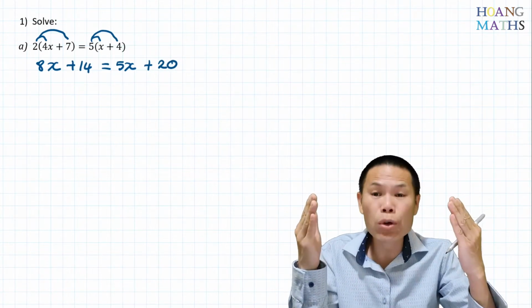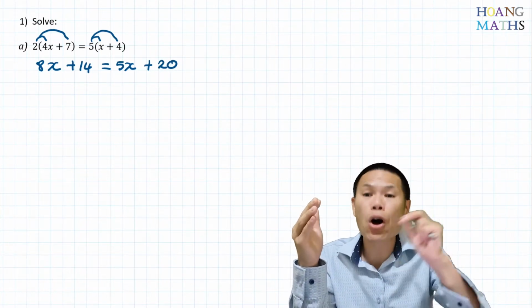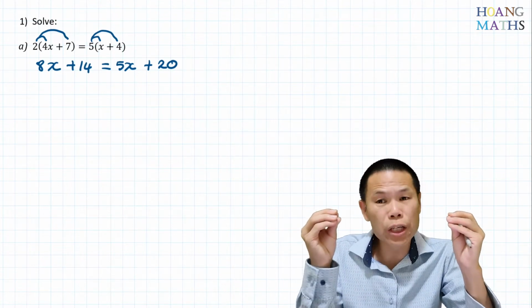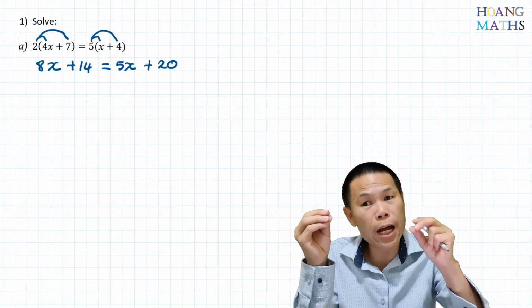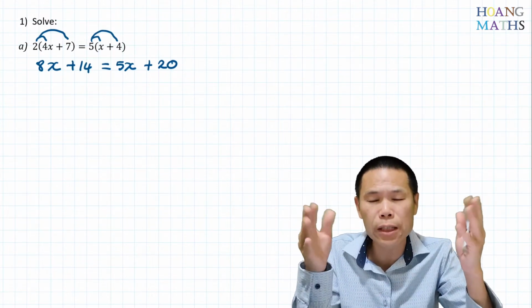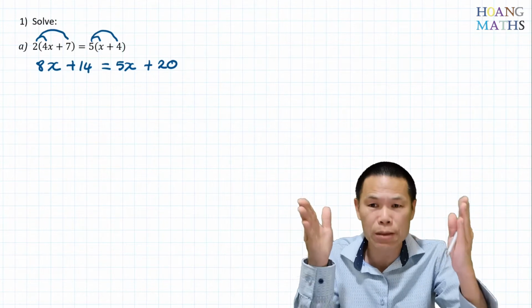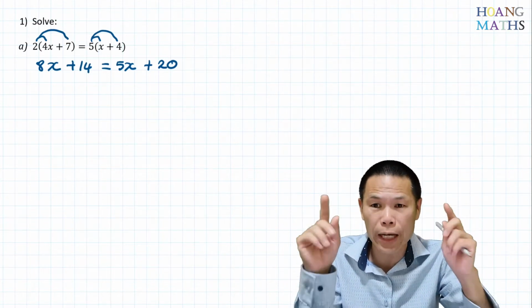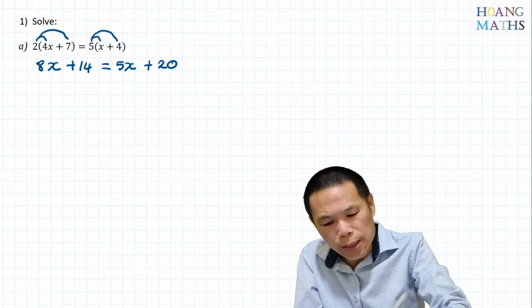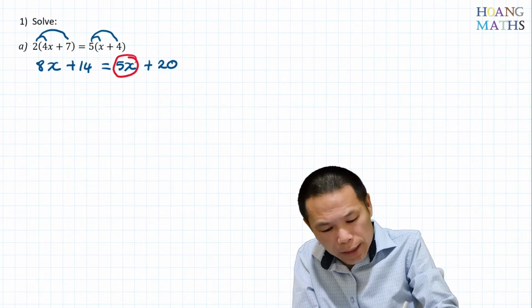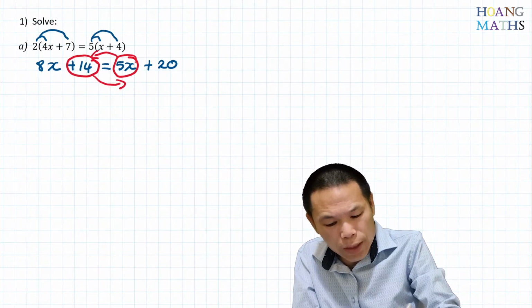So now we need to move x on one side and number on the other side. It doesn't matter which side you move, but in general, I just move the letter on the left hand side. There's no particular reason. You can move to the right or the left, doesn't matter, as long as number on one side and the letter on the other side. Okay, just keep that in mind. So in this case, I just move the 5x on this side, and then the 14, so plus 14, I move on this side.